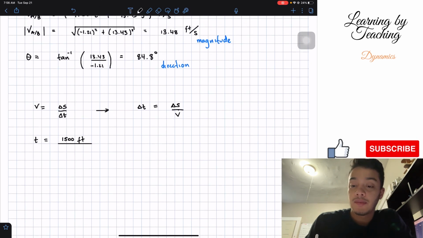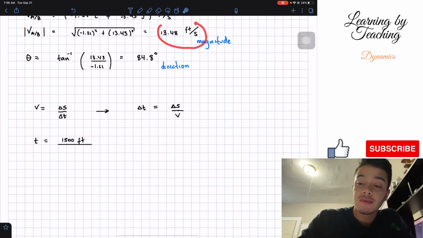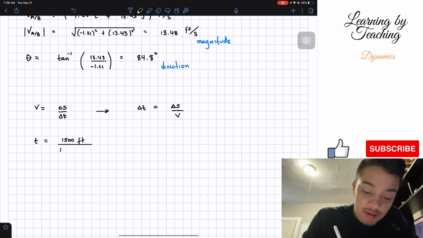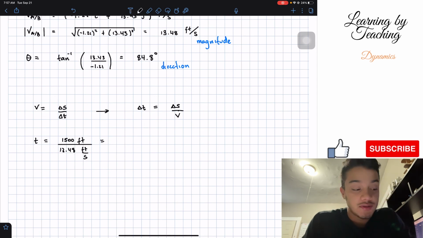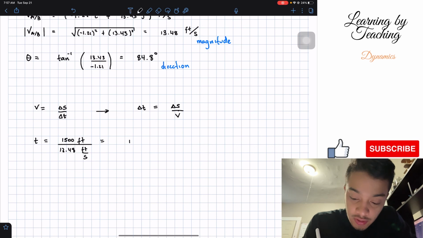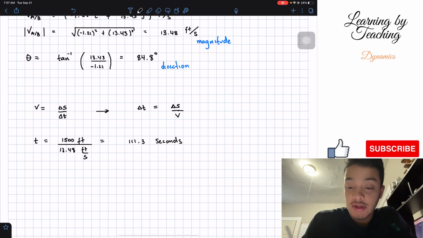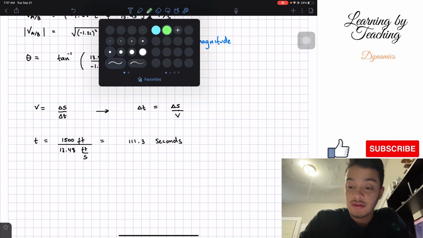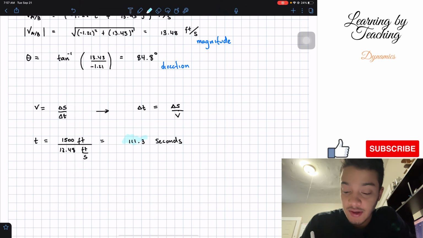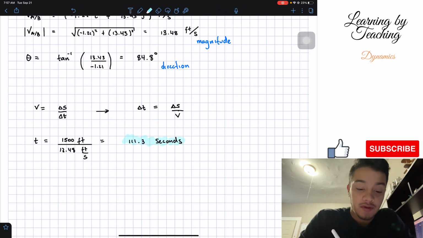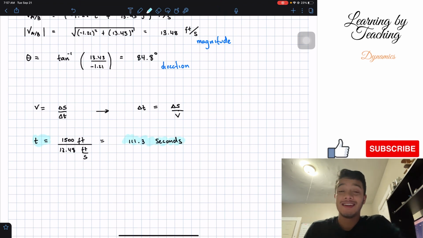Well, the magnitude of this velocity is 13.48 feet per second, and if we plug this into our calculator, this will give me a total of 111.3 seconds if we round it up into only one decimal place. Okay, so we found our time, we found our velocity, so we're good.